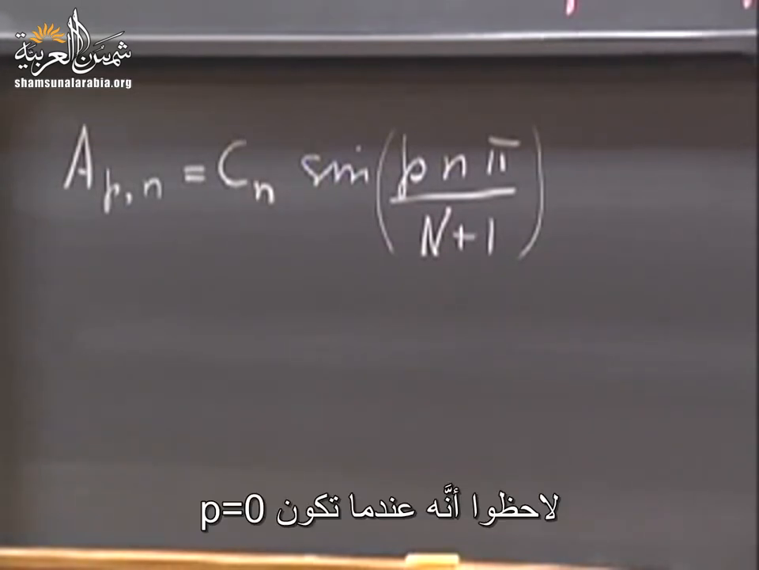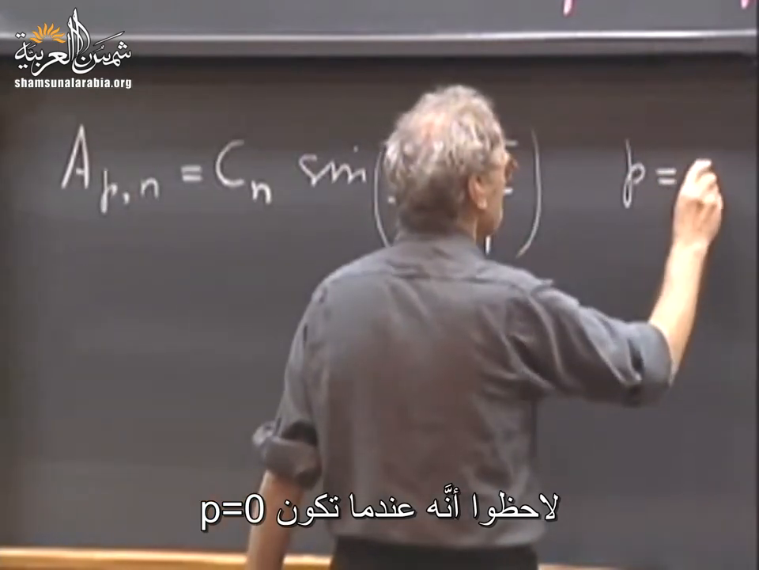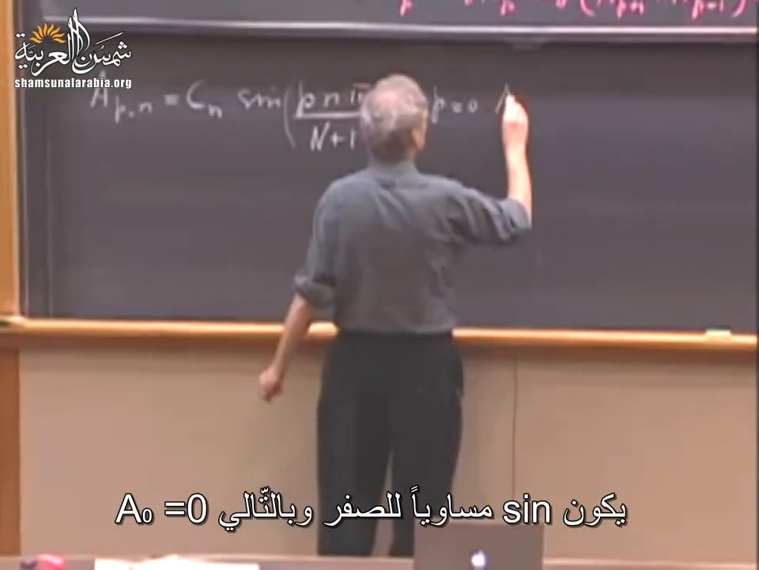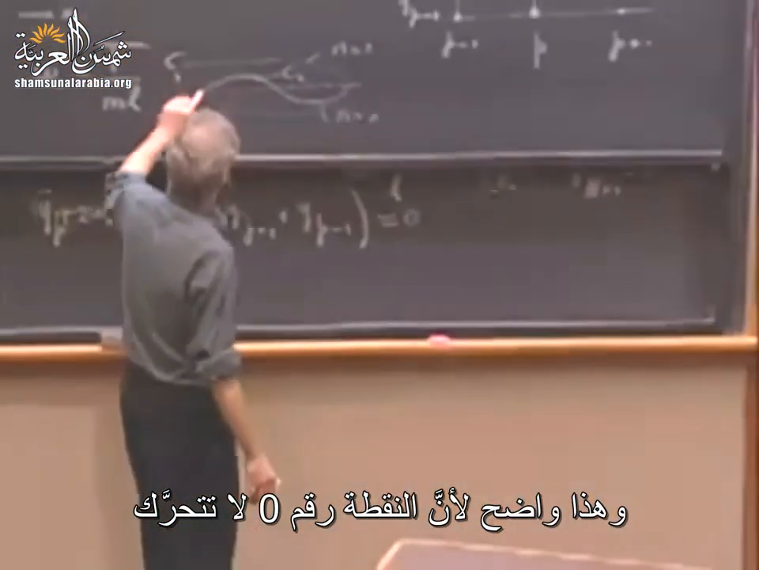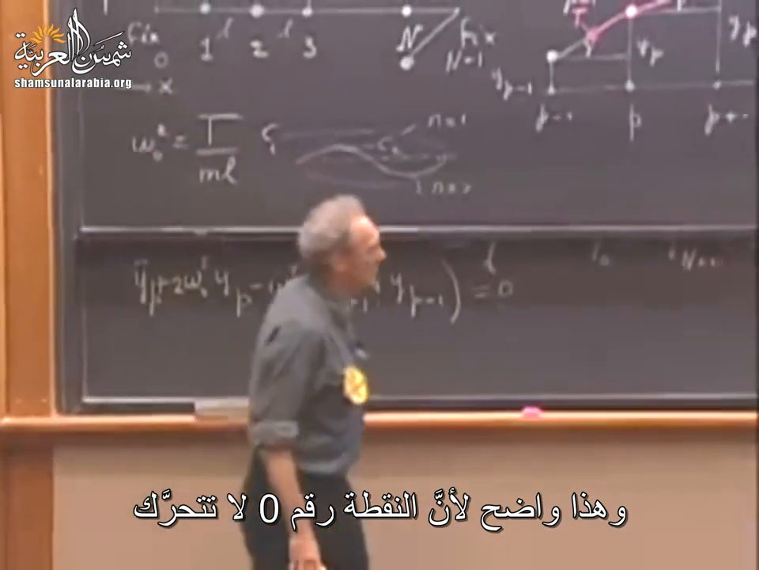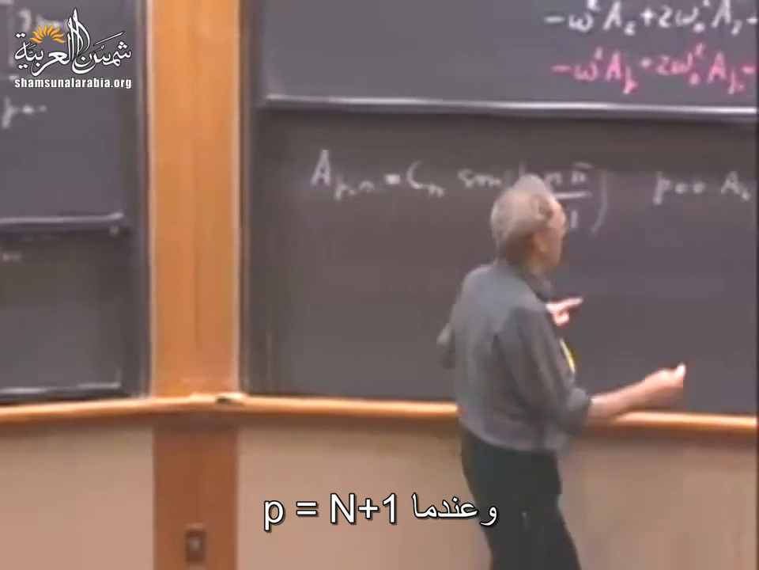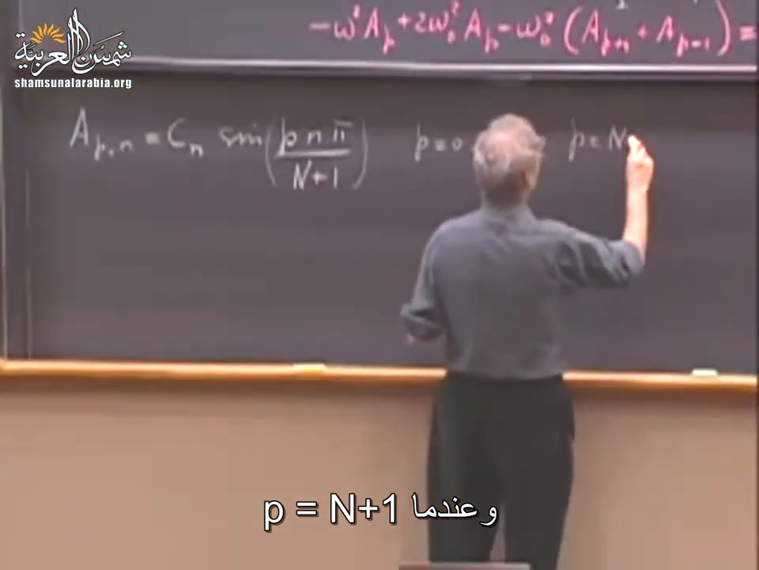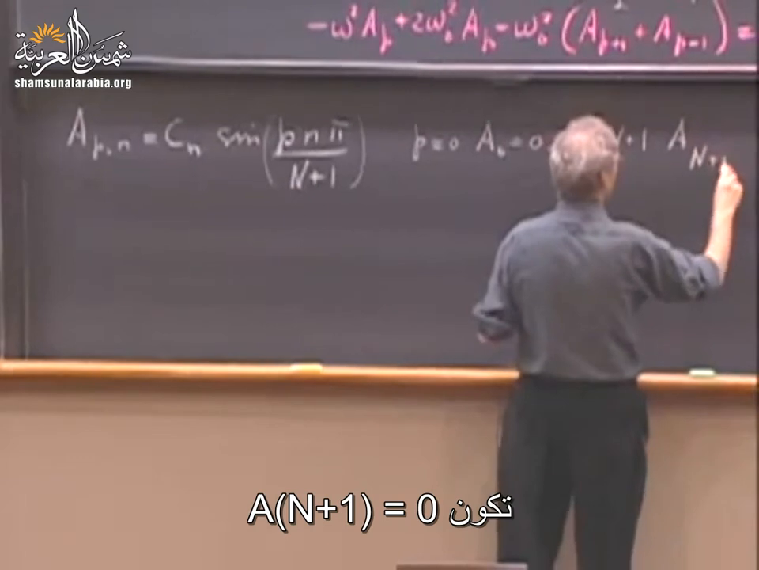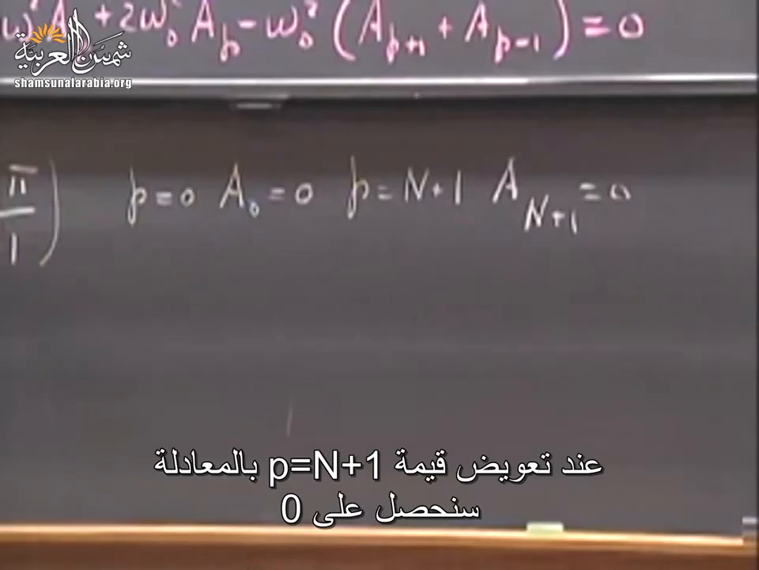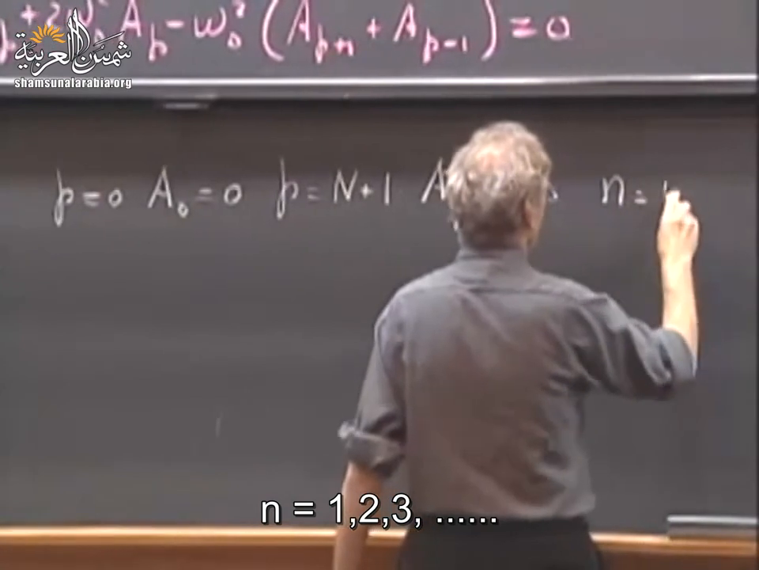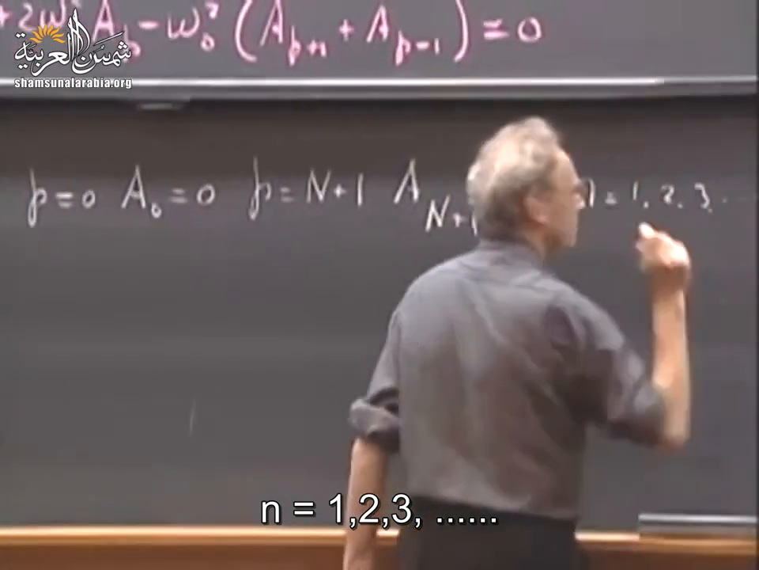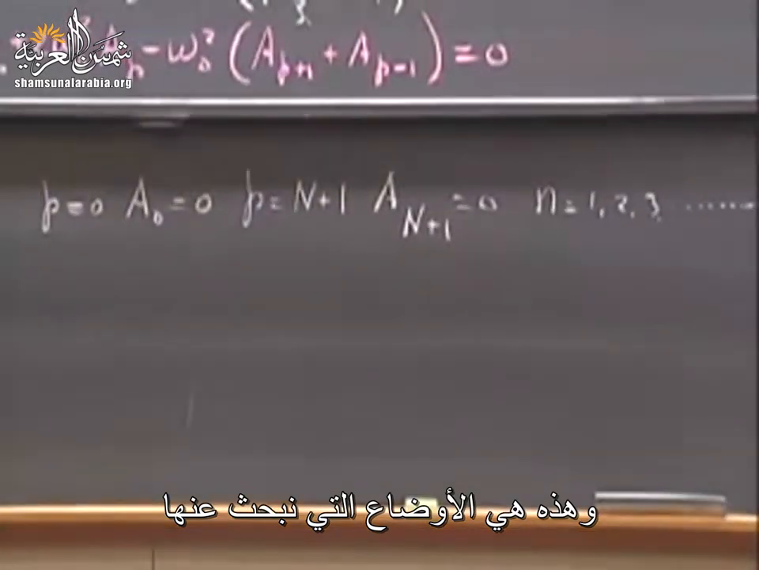Notice that when p equals 0, the sine is always 0. That's obvious because we wanted that, because this point, the 0 point, is not moving. Notice also that if you put in p equals N plus 1, then a_(N+1) is also always 0. Put in p equals N plus 1, the sine of a multiple of pi is always 0, because n is now our mode. It's going to be 1, 2, 3, etc. These are the modes that we are looking for.